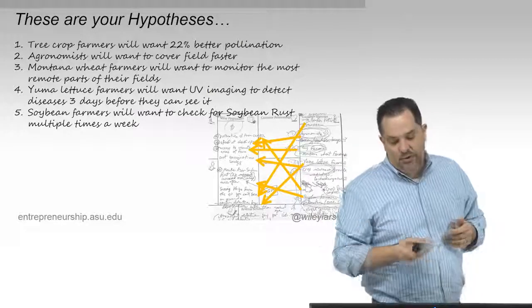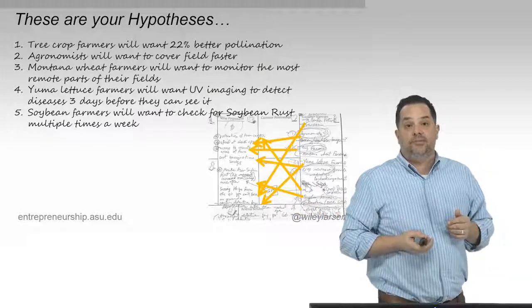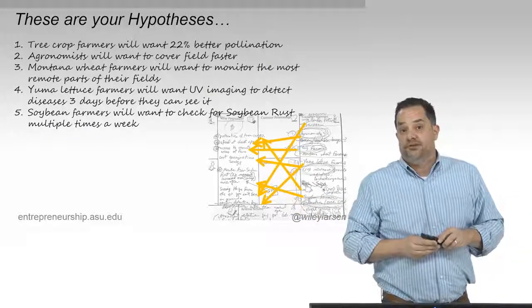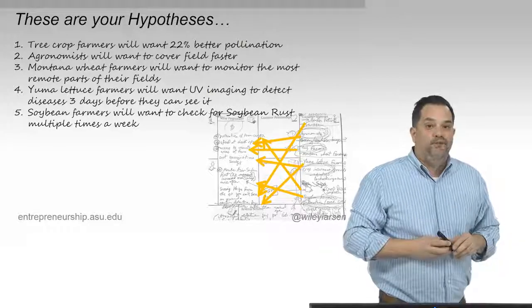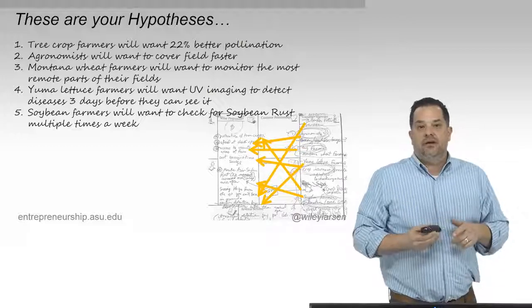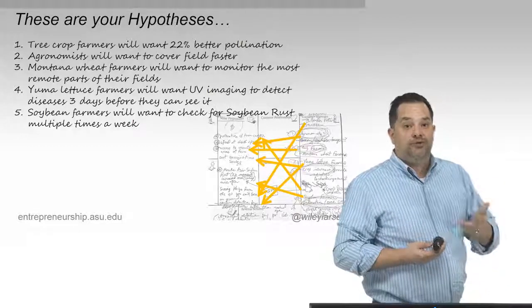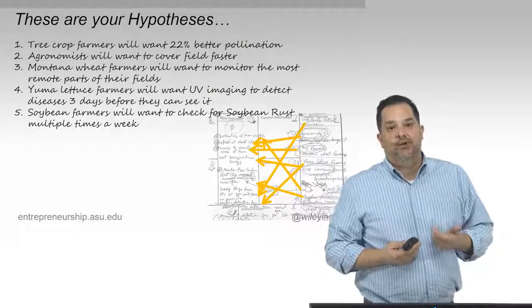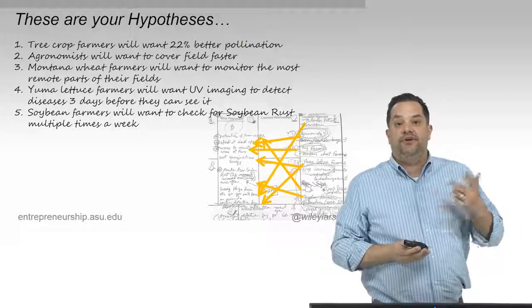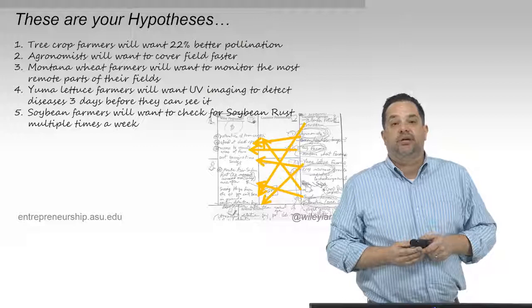Tree crop farmers will want 22% better pollination. Agronomists will want to cover fields or check fields faster. Montana wheat farmers will want to monitor the most remote parts of their field. Yuma lettuce farmers will want ultraviolet imaging to detect diseases 3 days before they can see it. Soybean farmers will want to check their fields for soybean rust multiple times a week.